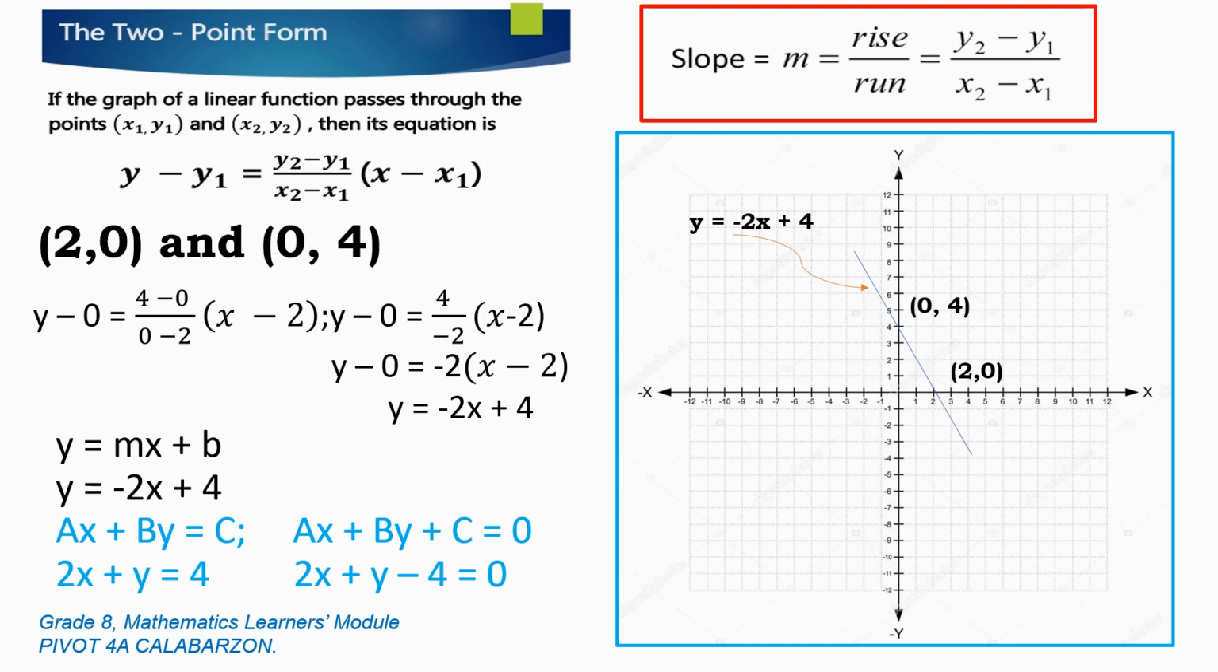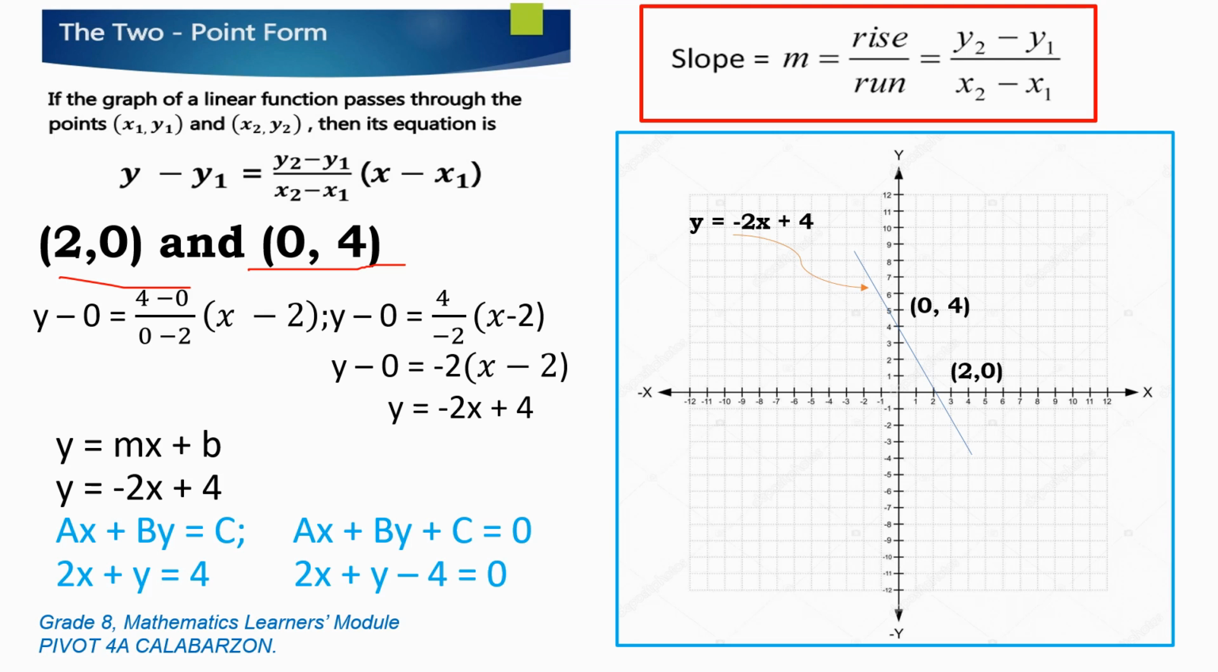Okay, let us now proceed to the other equation of line, the 2 point form. Ibig sabihin ng 2 point, dalawang point ang ating gagamitin at ito po ay ginamit natin sa paghahanap ng slope, yung 2 points. At this time we are going to make the equation of a line. So ito po ang ating gagamitin formula: y minus y sub 1, the slope, and then x minus x sub 1.